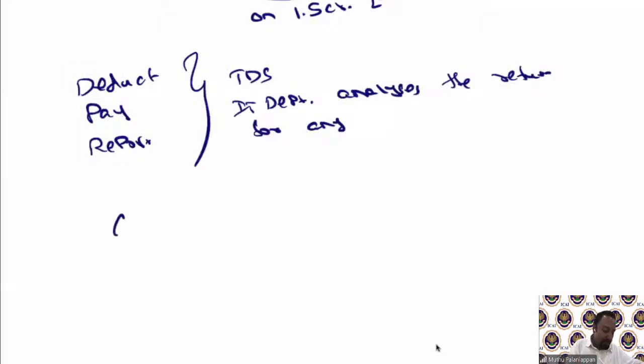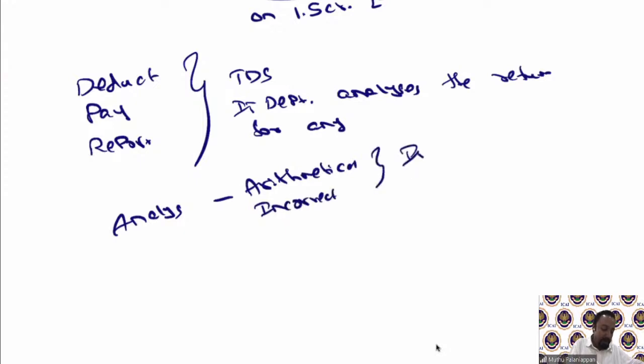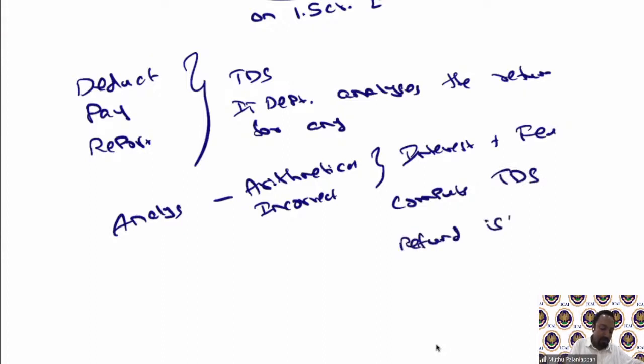So we said deduct, pay, report, and then the IT department analyzes for arithmetical error and incorrect claim. Okay. So you add interest plus fee, compute TDS. If there is any refund, you issue the refund. In between, you issue the intimation saying this is what I have computed, this is what you have filed. This intimation will be shared, and if there is any refund, that will also be issued.